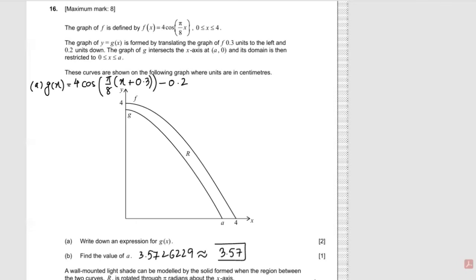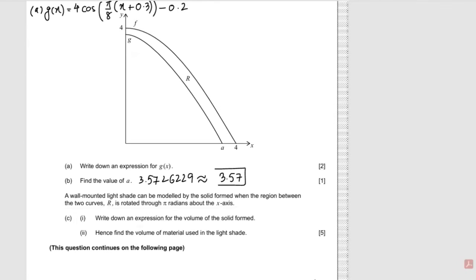All right. Let's take a look at the next part. They're saying a wall-mounted light shade can be modeled by a solid formed when the region between the two curves R is rotated through pi radians about the x-axis. Part C1, write down an expression for the volume of the solid formed.